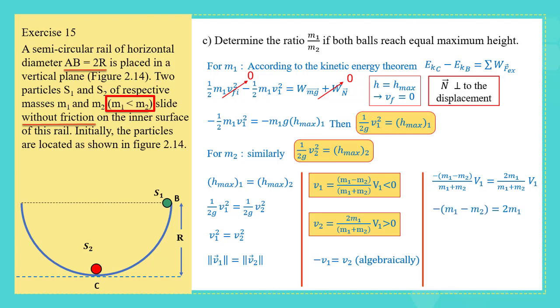Then reduce v1 with v1, and m1 plus m2 with m1 plus m2 on both sides. Solve this equation. The answer will be m2 equals 3m1. Then divide m1 by m2. It is 1 over 3. Then the ratio is 1 over 3.